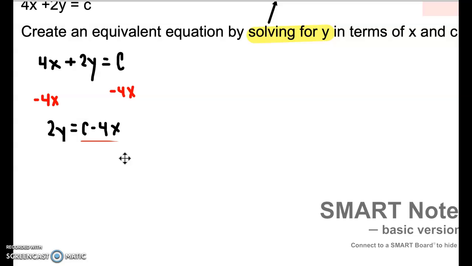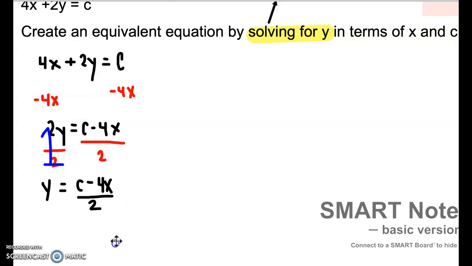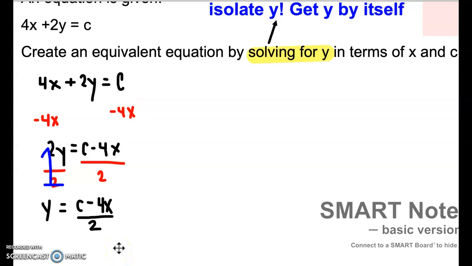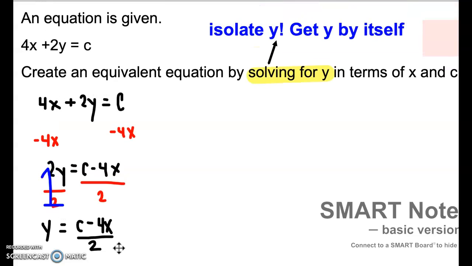Now, we're super close to being done. We just want y by itself. So 2y, that's 2 times y. To undo multiplying by 2, we're going to divide both sides of the equation by 2. When we do that, on the left-hand side here, we make a big 1. And we get y equals c minus 4x divided by 2. And now we're done. We've isolated the y. We got it on one side of the equal sign by itself. And we wrote an equivalent equation by solving for y in terms of x and c.